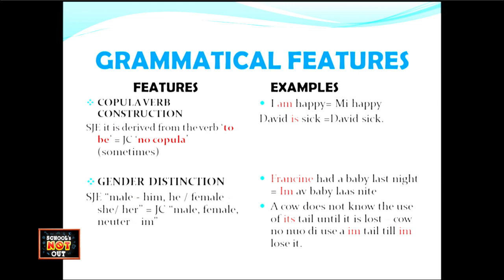Last slide on grammatical features, the copula verb construction. And sometimes we forget what the copula is. It is derived from the verb to be. In Jamaican Creole, there is no copula. So I am happy becomes me happy. David is sick becomes David sick.